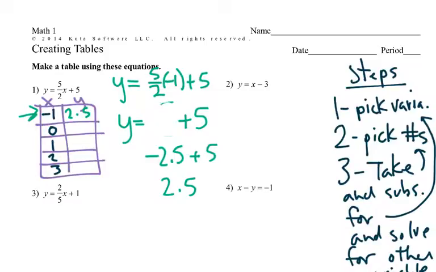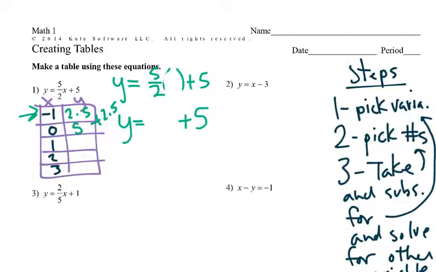Now I'm going to do the same thing with my next number, 0. I like 0. That's why we always want to pick 0, because 0 times 5/2 is 0. So we get y equals positive 5, which I can get rid of the positive and just have 5. There's my second number. Going from 2.5 to 5, we could add 2.5. That might be our pattern, but let's use one more number just to check. Typically, you want to use at least 3 numbers to double check.